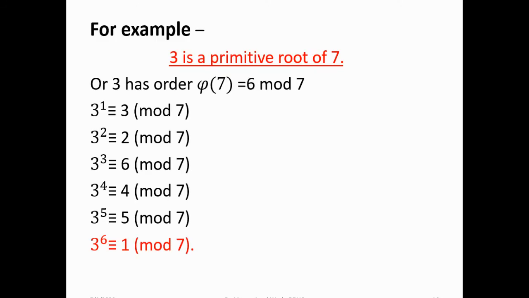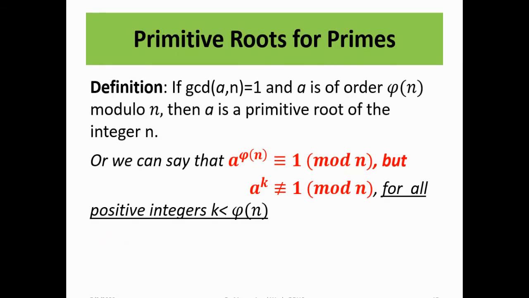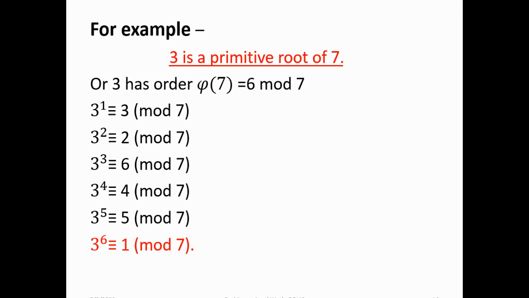So this is the primitive root for any positive integer a. We will see both the things, prime and composite. Now this example is showing that 3 is a primitive root of 7. How? That means 3 has order phi 7, and 7 is prime, so phi 7 is 6. That means 3 has order 6.